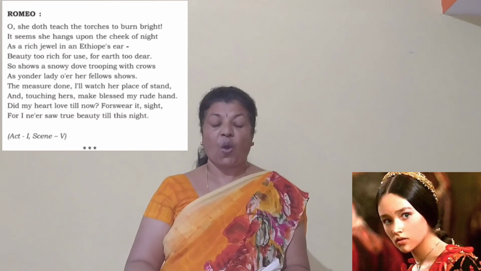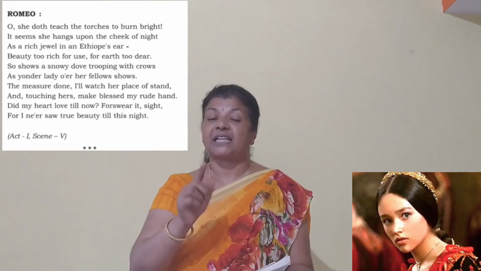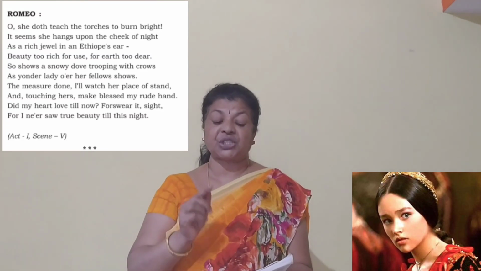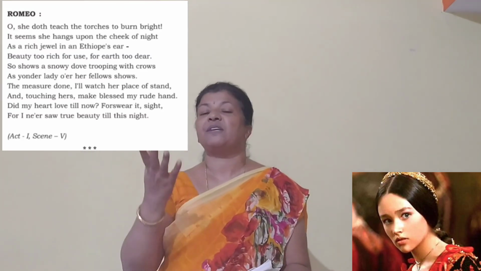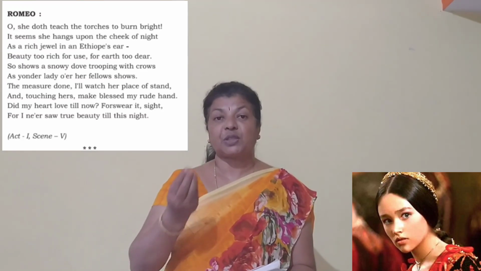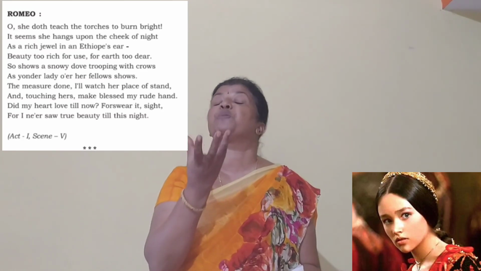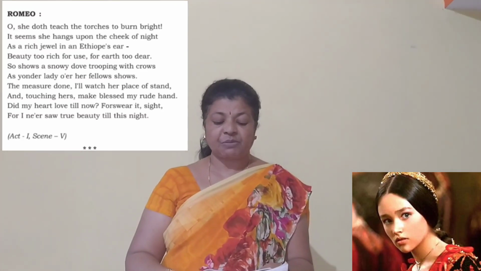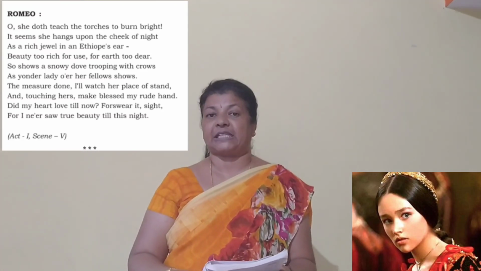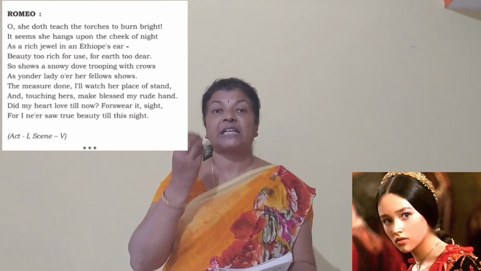So he says, "Oh, she doth teach the torches to burn bright." Doth means does. She does teach the torches to burn bright. Even the torches are very, very dull before Juliet. So her beauty, her brightness teaches even the torches how to burn bright. "It seems she hangs upon the cheek of night." Here, night is personified. He has taken the cheek of night.